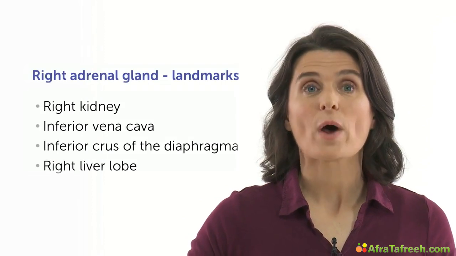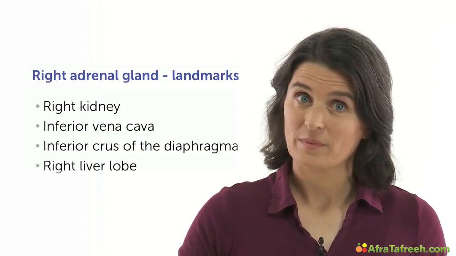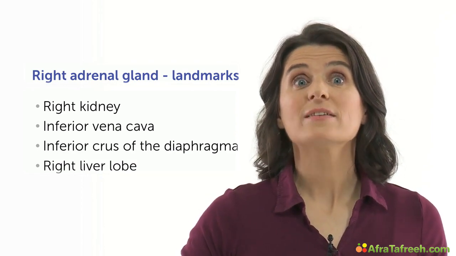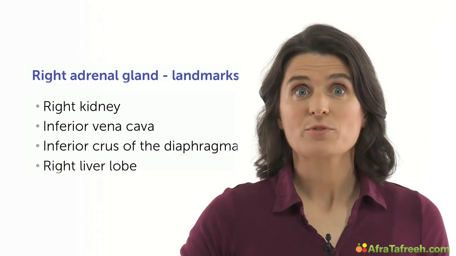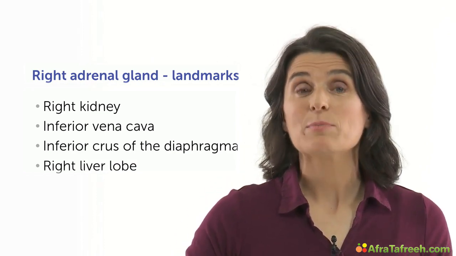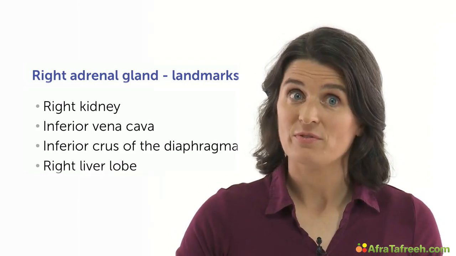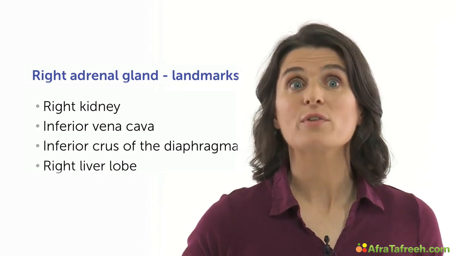Now, what are our landmarks when scanning the right adrenal gland? We got the right kidney, the inferior vena cava, the inferior crus of the diaphragm, and the right liver lobe. Typically, the right adrenal gland, when visible, can be displayed behind the right lobe of the liver, is lateral to the vena cava inferior, and anterior to the inferior crus of the diaphragm.